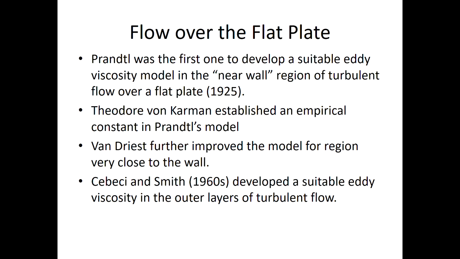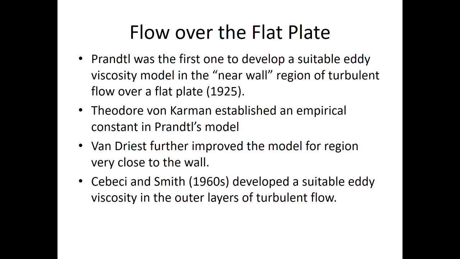So Prandtl, when he started looking at the flow over a flat plate in 1925, almost 48 years later, was the one who came up with an eddy viscosity model. There were a couple of constants in his model, which Prandtl was struggling to find. His nemesis, Theodor von Karman, was in his lab. He came from Hungary, I believe, and he worked in Prandtl's lab. He took all the experimental data Prandtl had, curve fitted it, and came up with the empirical constant, as I will show later.